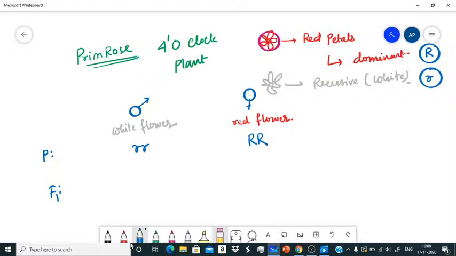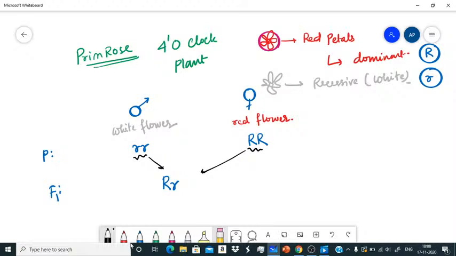So the genotype of the F1 generation is supposed to be capital R, small r, isn't it? From over here we will have one of the R's coming in from here and one of the r's coming in from here, right? So all the 4 individuals will be capital R, small r, right?